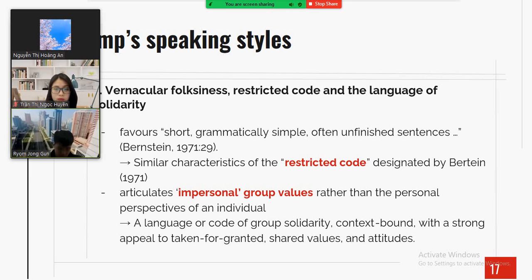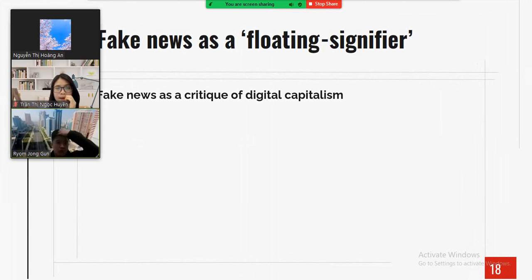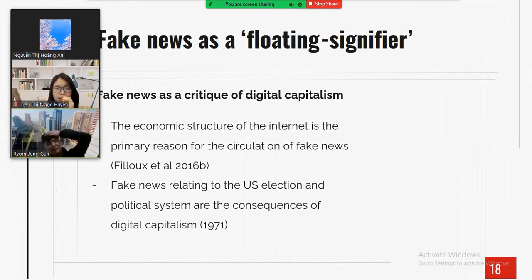His style articulates impersonal group values rather than the personal perspective of an individual, and the words are used by children and adolescents. Its terms are global, direct, and activity dominated, and refer to a class of content rather than to a specific one, for example, teachers or cowards. It is a language or code of group solidarity, context-bound, with a strong appeal to taken-for-granted shared values and attitudes. Secondly, fake news as a floating signifier.